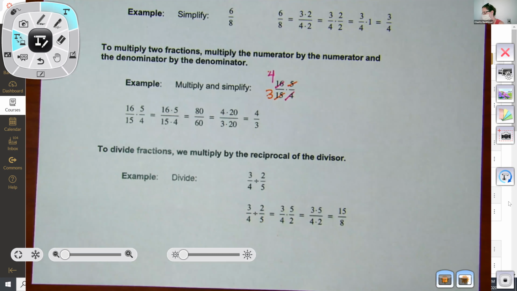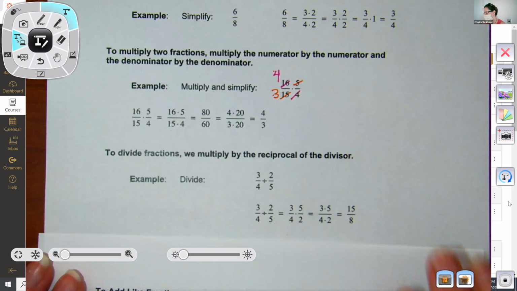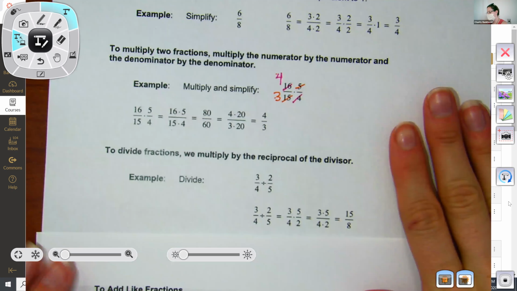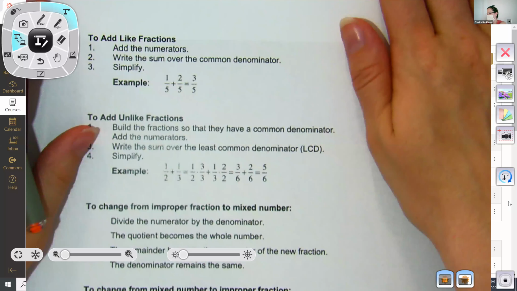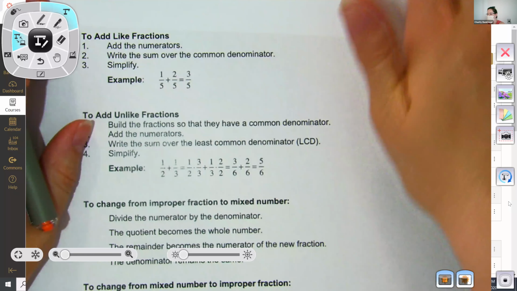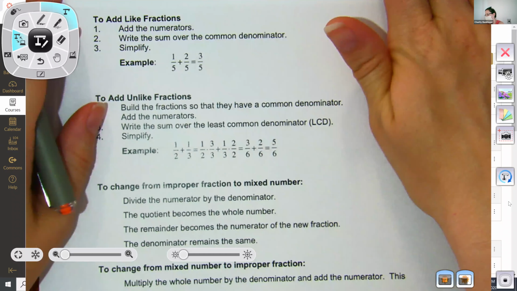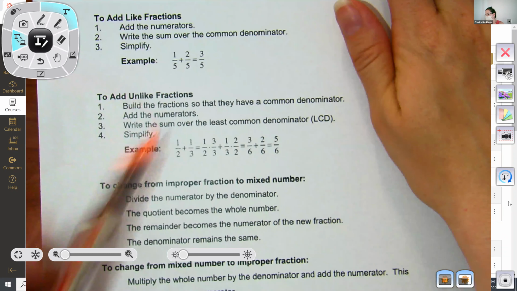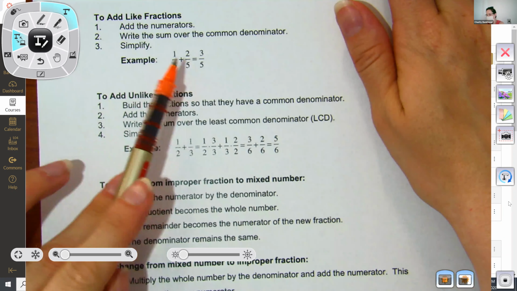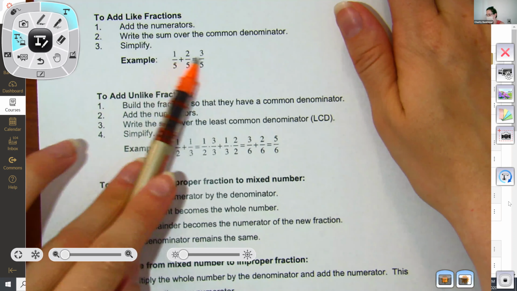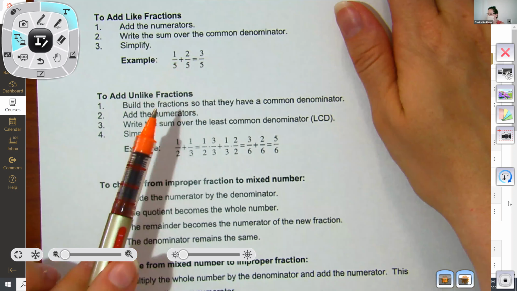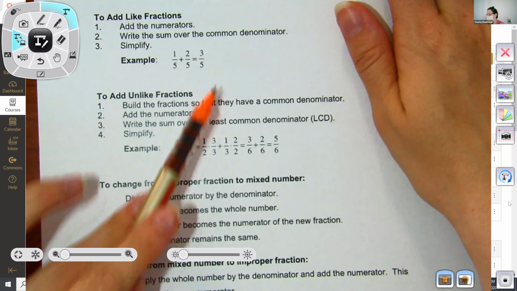All right, and then for adding fractions, before you can add or subtract fractions, they have to have a common denominator. Once they have that common denominator, then when you add them together or subtract them, the denominator just stays the same and you just add or subtract across the top. So 1/5 plus 2/5 equals 3/5. All right, so that's easy peasy.